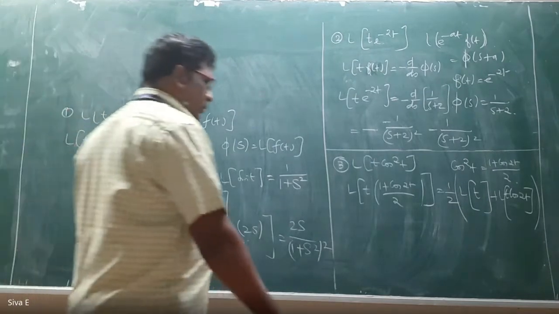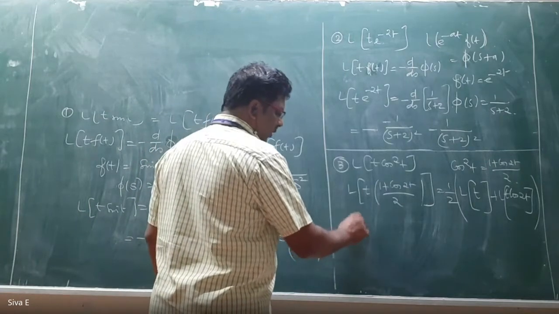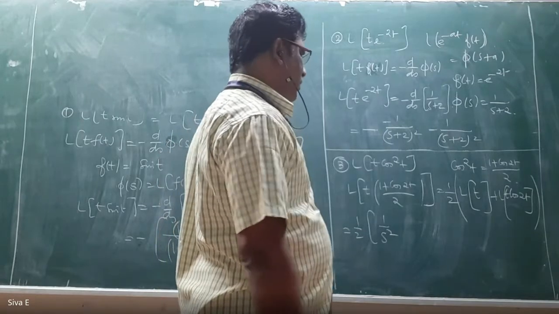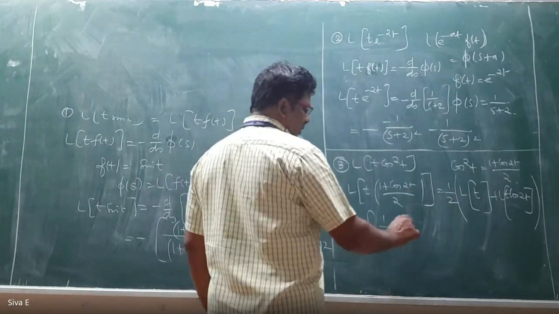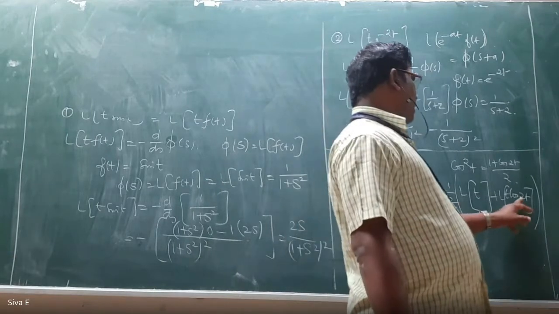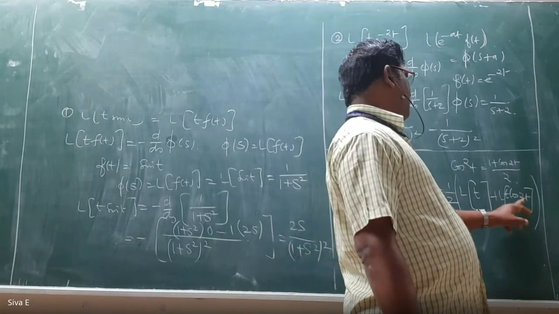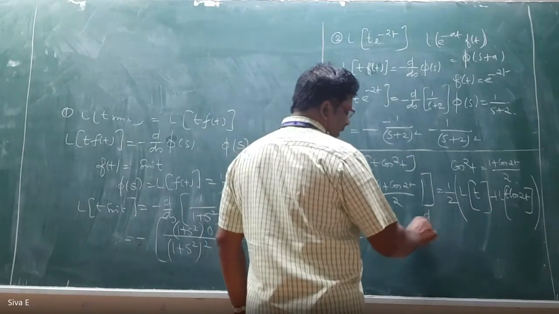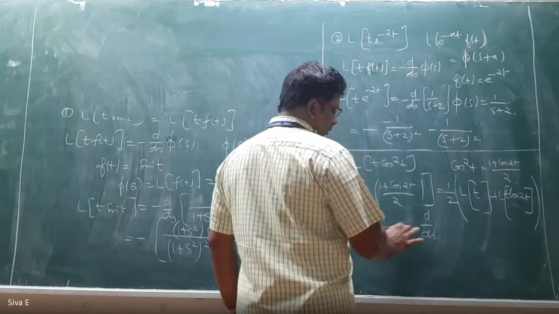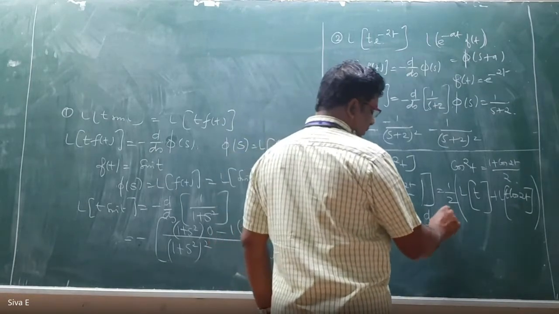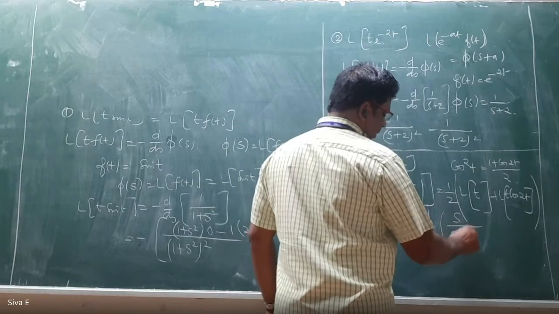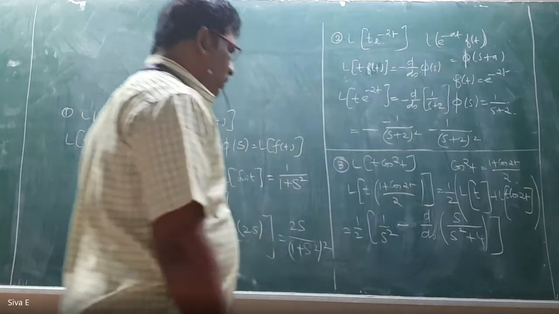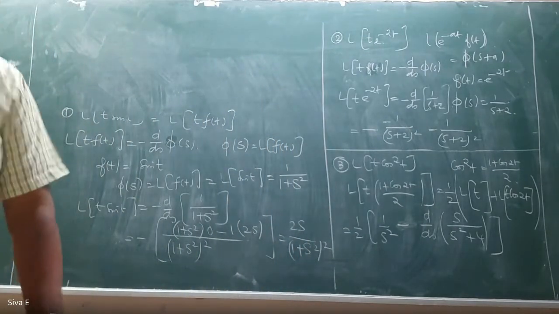So, how to do this one? Laplace transform of t, 1 by 2 take it outside, 1 by s square is Laplace transform of t, plus cos 2t is there. Cos 2t Laplace transform is s by s square plus 4, and then minus d by ds. So, not plus, minus d by ds of s by s square plus a square, a square is 4, minus d by ds of s by s square plus 4.